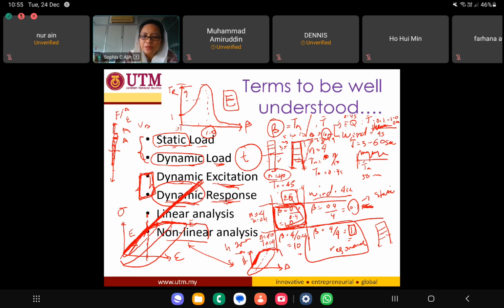So this happens when you have yield over here, because the structure cannot come back to the original position anymore. This part is linear analysis, and this one is non-linear. All right, so linear, non-linear. When you are looking at linear, you are expecting no damage, no yield, nothing. The structure can go back to the original position. That is linear.